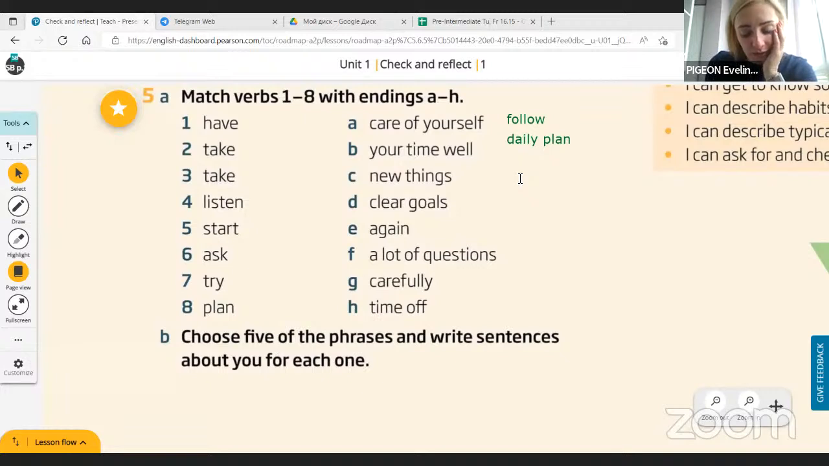I do my morning exercises every day. Okay, that's very good, Larissa. And do you usually take time off? Do you often take time off? Time off is when you don't do anything, you don't work, you just relax for yourself. So do you take time off?